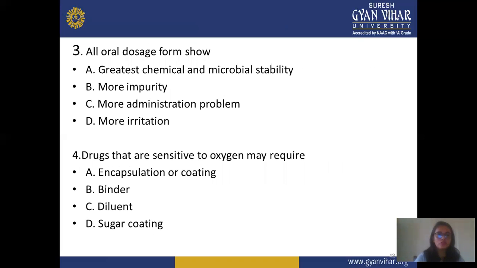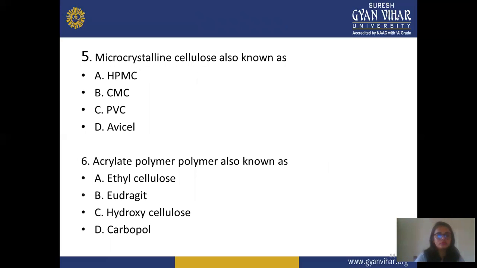In the third question, all oral solid dosage forms show greatest chemical and microbiological stability. B is more impurity, C is more administrative problem, D is more irritation. And the fourth question: drugs that are sensitive to oxygen may require A, encapsulation or coating, then binder, maybe diluent, and then sugar coating. Next, fifth question is microcrystalline cellulose, also known as HPMC, CMC. C option is PVC, and D option is Avicel.